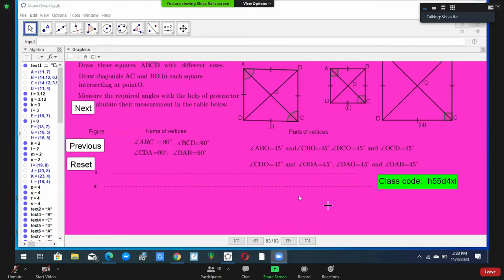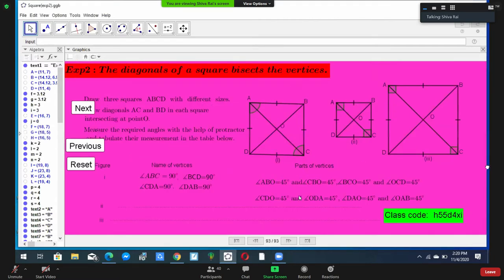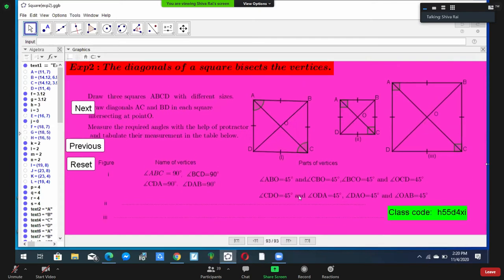Okay, once again, let's see here. Once again, we have to verify here that the diagonals of a square bisect the vertices. So how to do it? Everyone look.